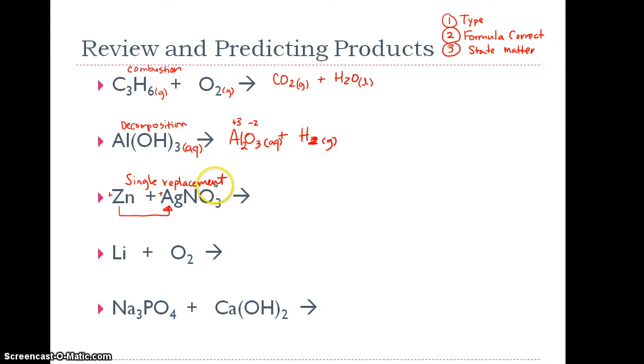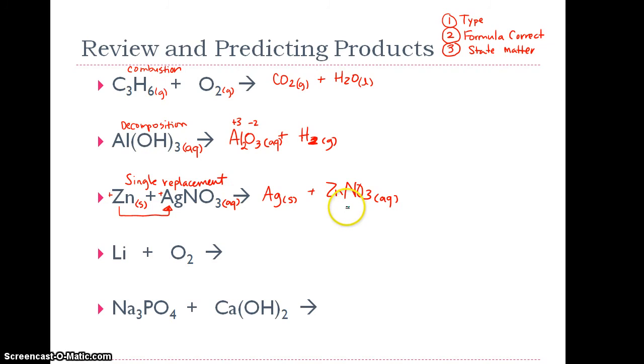Okay, so if we use our chart here, zinc is more reactive than gold. So we are going to go ahead and do a single replacement reaction. So now silver is going to be by itself as a solid, and it's going to be zinc nitrate. Okay, so zinc here is a solid. This is aqueous, because you couldn't have a reaction with two solids. And now this one is aqueous.